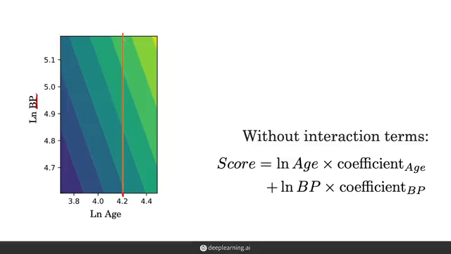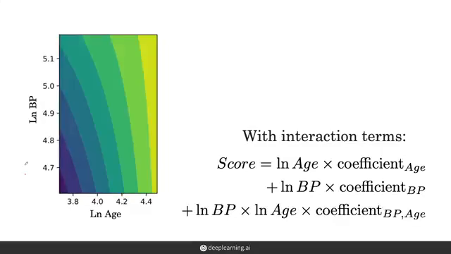Now let's see what happens with interaction terms. Now here's the risk equation with interaction terms. Notice that we now have a new term which is multiplying the natural log of BP with the natural log of age with the coefficient associated with this product. Graphically, we have an interesting picture going on.